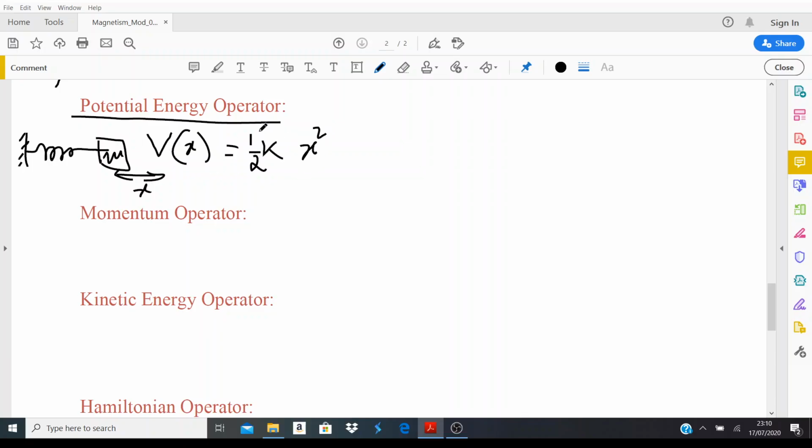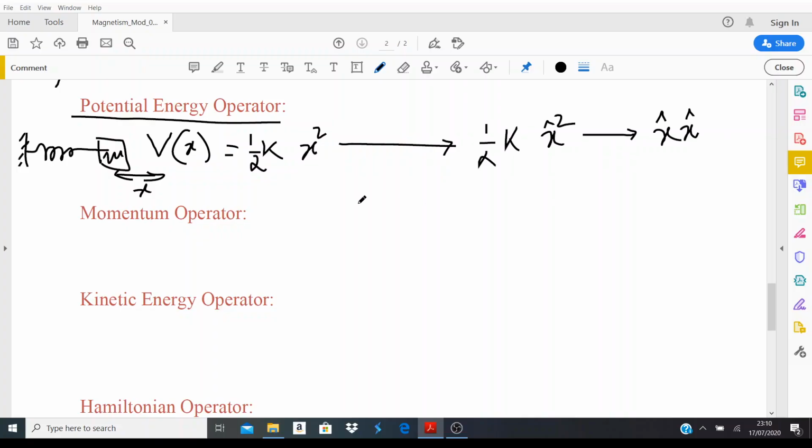So the potential is a function of the displacement x. This potential energy operator in quantum mechanics, you can write it like half k, where k is a constant, so nothing changed for them, but now the x needs to be written in operator form, right? X hat squared, and this quantity represents that we need to operate twice with the x operator.